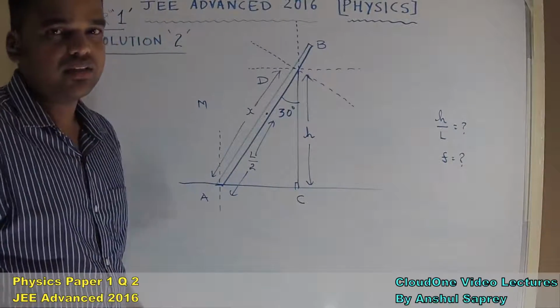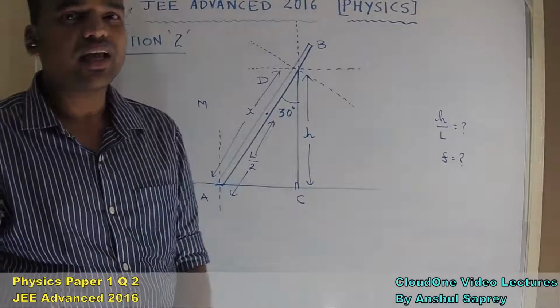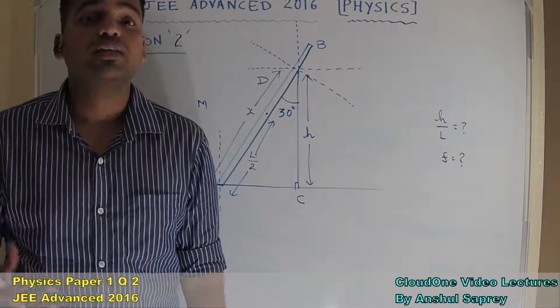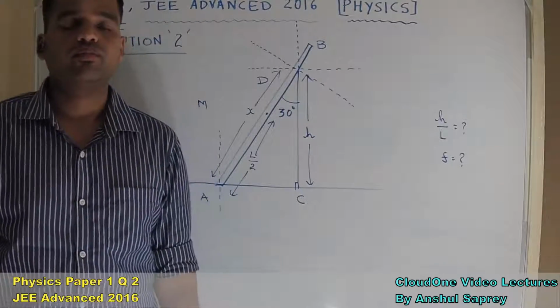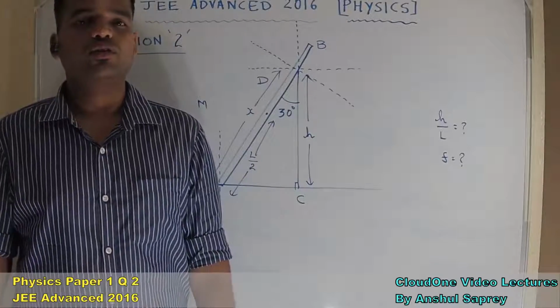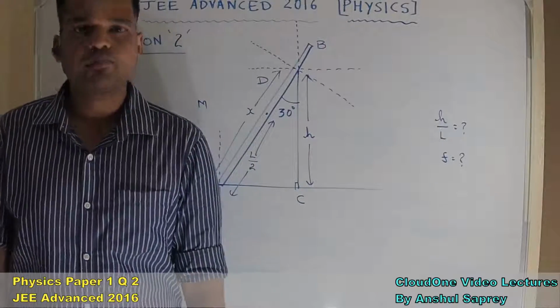So how can we start? Of course, the rod is held at rest, so the net force on the rod must be 0, and it is in translational equilibrium. It is also in rotational equilibrium because the net torque on the rod must be 0.